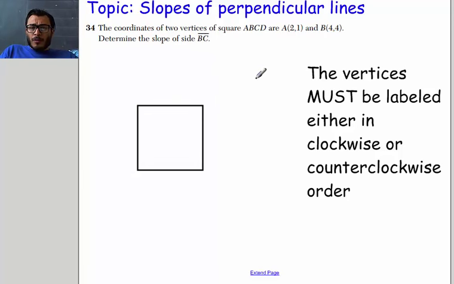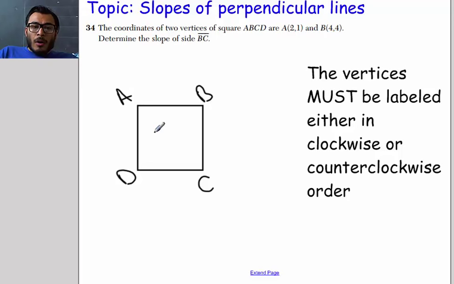But before I label the vertices, I got to tell you, when a figure is 4 sides and up, the vertices must be labeled either in clockwise or counterclockwise order. So I'm going to label that A, B, and then the C has to go here, right? Because I'm going in clockwise order. So A, B, C. All right, now it says that the coordinates of A are 2, 1.